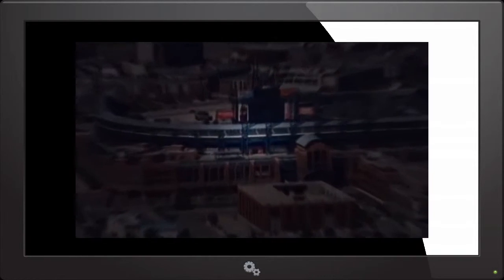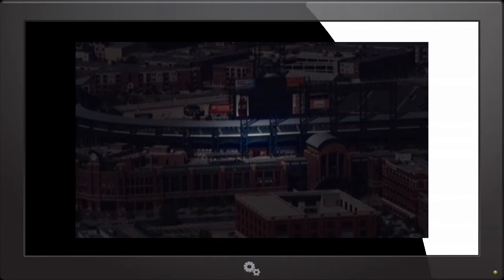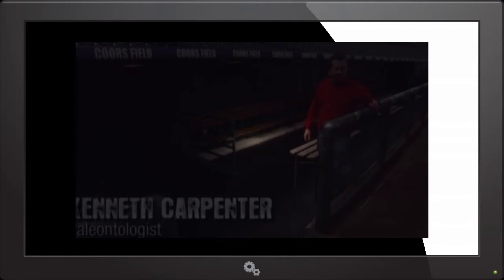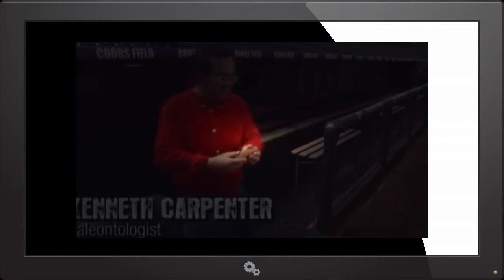The club chose the famous giant plant-eating dinosaur because their stadium was built on one of the world's richest dinosaur areas. In 1993, when they were building Coors Field, they uncovered this piece of dinosaur bone right here in front of the visitor's dugout. This bone is a piece of dinosaur rib.